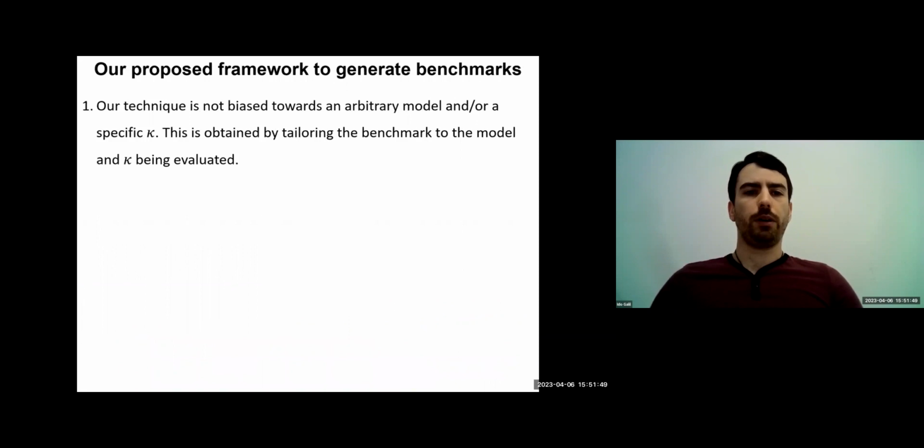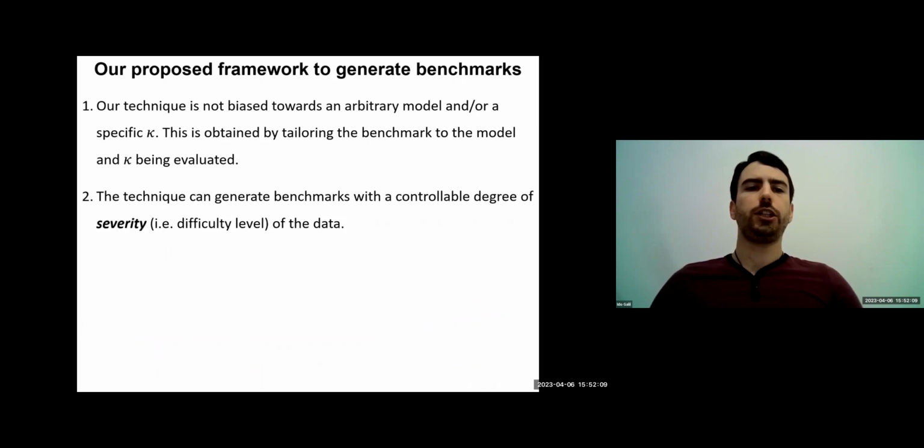In this paper, we present a novel framework for generating benchmarks. Unlike other existing benchmarks, our technique is not biased towards any arbitrary model, such as ResNet-50, or any specific confidence function, such as the softmax response.